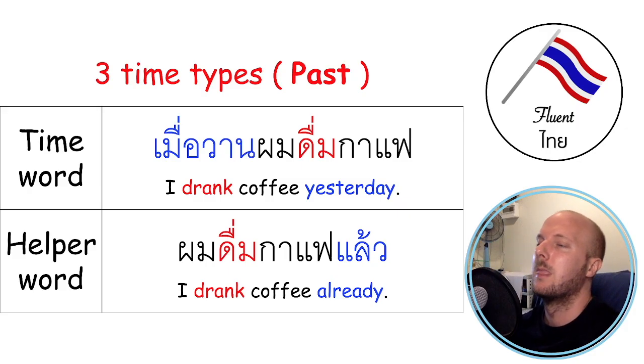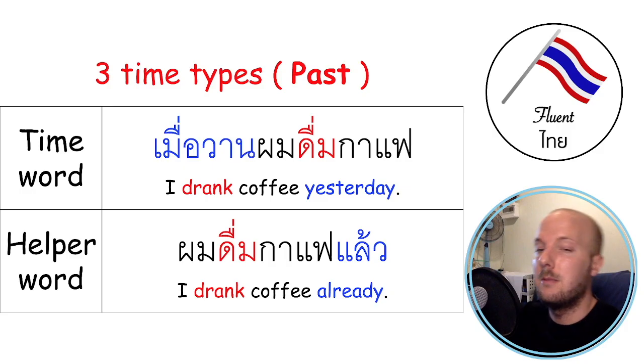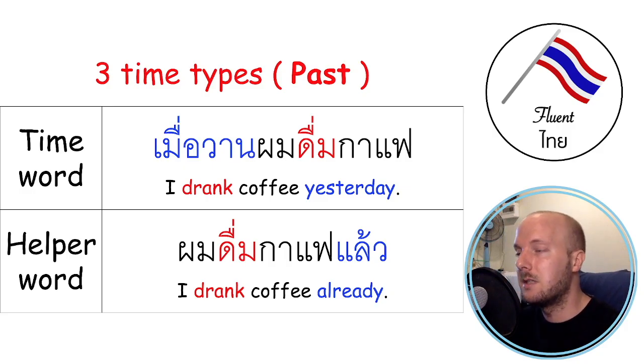So for example, เมื่อวานผมดื่มกาแฟ, right? So I drank coffee yesterday. So you can see that in English, the difference is in Thai, the time word goes at the beginning because it's necessary in order to convey the tense of the sentence. That's why they put it at the beginning.